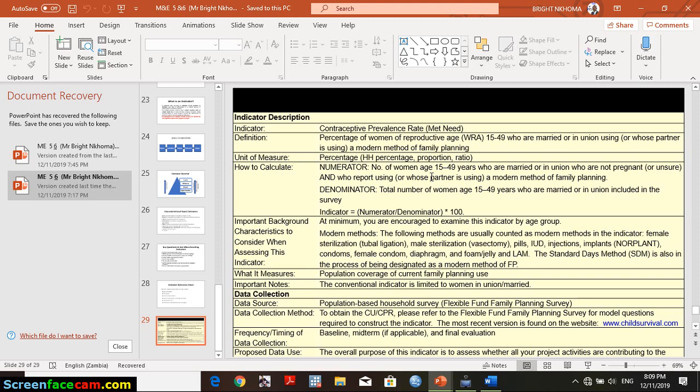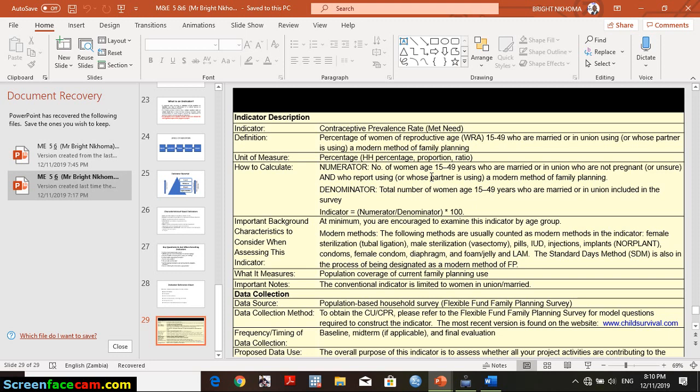Then the definition, so you need now to define what contraceptive prevalence means. You need to define what load shedding prevalence rate means. So here is an example. Definition of a contraceptive prevalence rate: percentage of women of reproductive age 15 to 49 who are married or in union using a modern method of family planning. So just trying to define what contraceptive prevalence rate is. It's talking about women in a reproductive age, with an age specified, who are using at least a modern method of family planning.